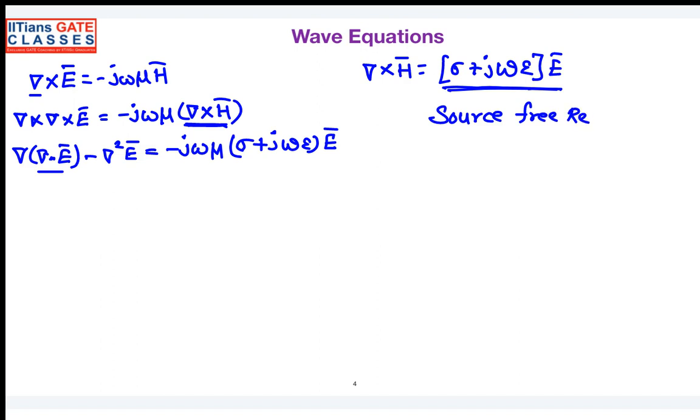Del dot E is equal to 0. What will be the reason? Can you explain why it is? No charge present. No, no, no, no. I will give another. No sources means no divergence.